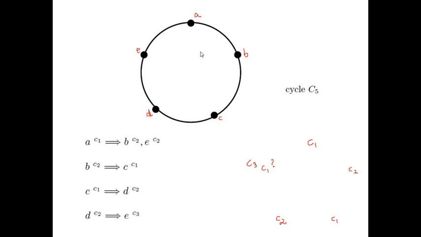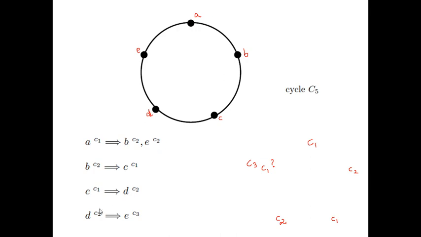A is adjacent to B and E. If I give A the color C1, then B and E, which are not adjacent to each other, can both be given C2. Now B is adjacent to C. B already has color C2, so C can be given C1 because C1 is not used on its neighbor. Now C is adjacent to D. C is colored C1, so D can be colored C2.